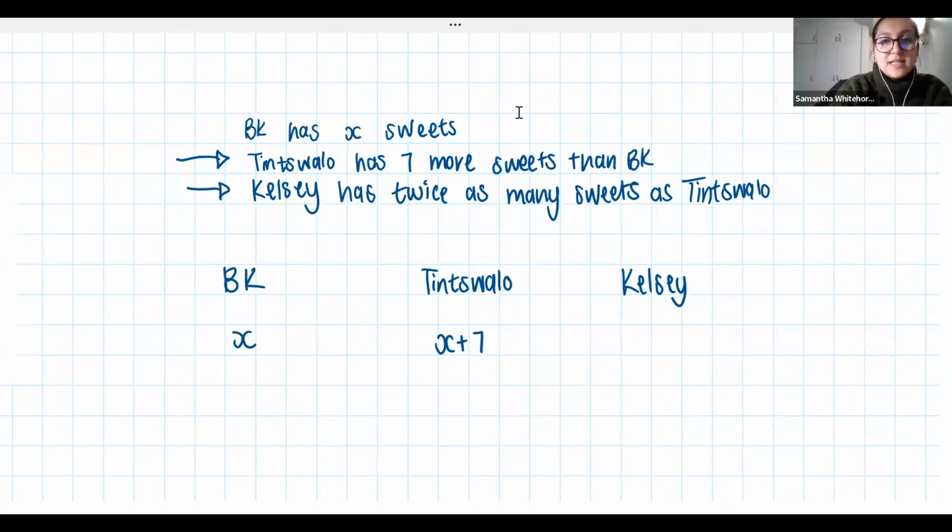Kelsey has twice as many as Swallow. So we know how many Swallow has. She's got twice as many, so we would times that by 2. Do you agree with that? Okay, so twice as many means I need to take whatever the expression is and I need to times it by 2. So if she's got twice as many as Swallow, we would times that by 2.